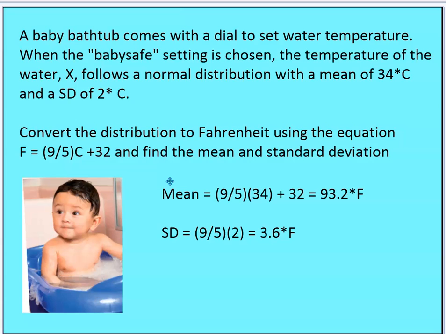If we want to figure out the change in the standard deviation, then we're just going to multiply that standard deviation value of 2 degrees by the b value in this case, right? Because the b value here in this equation is 9/5. We're just going to multiply the standard deviation for Celsius by 9/5 to convert to 3.6 degrees Fahrenheit. So the mean now becomes 93.2 degrees Fahrenheit. The standard deviation becomes 9/5 times 2, or 3.6 degrees Fahrenheit.